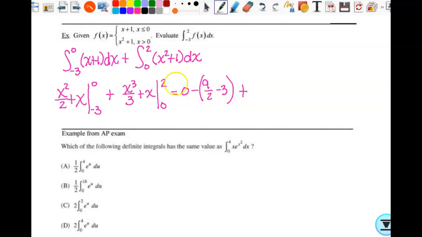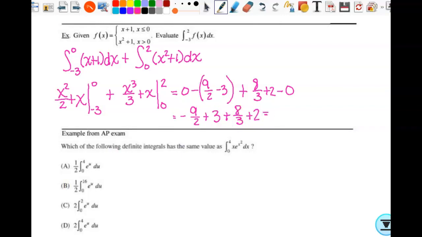Plus, then I'm going to do this one. So I start up here. You start with the top. So 2 cubed is 8. So that's 8 divided by 3 plus 2 minus, then we substitute in this one, and that's just all 0. So no, you don't have to write the zeros, but I'm afraid if we don't here, we might mess up on our signs. You with me? So this is equal to -9 halves plus 3 plus 8 thirds plus 2.